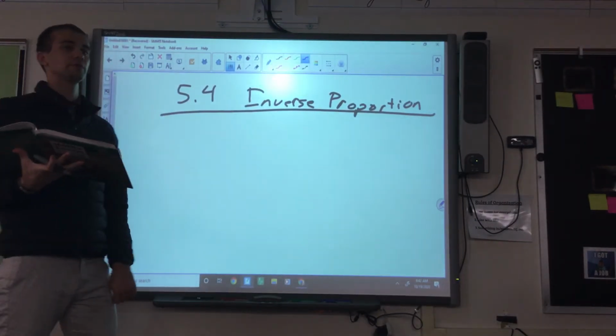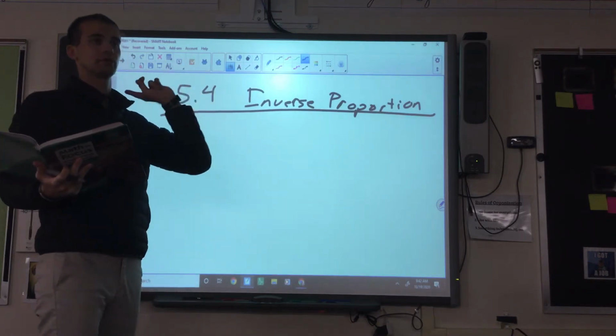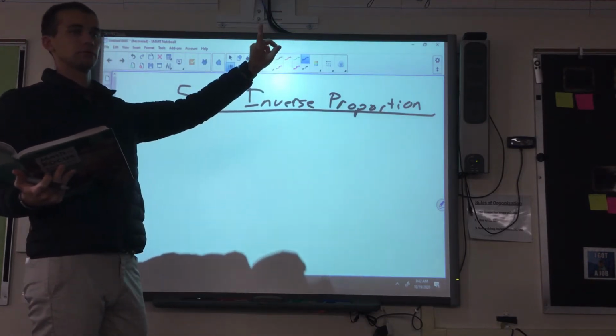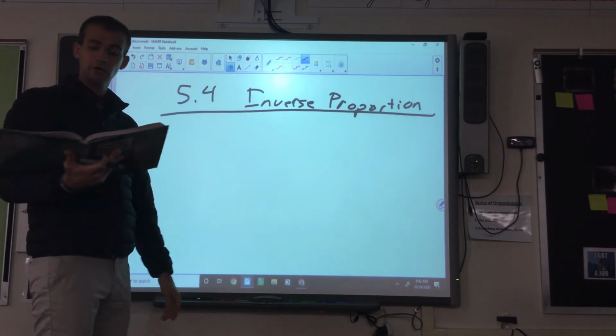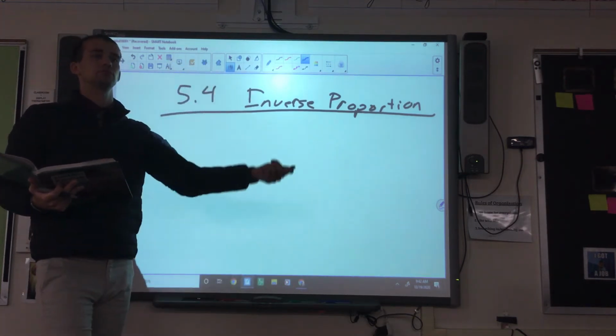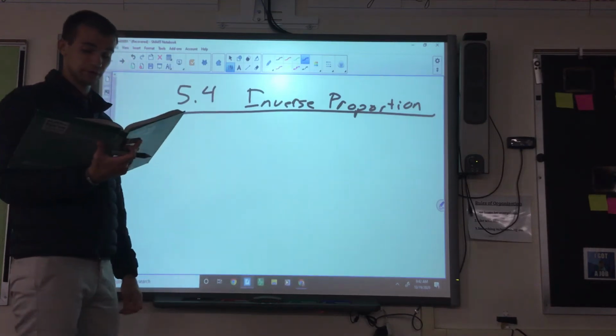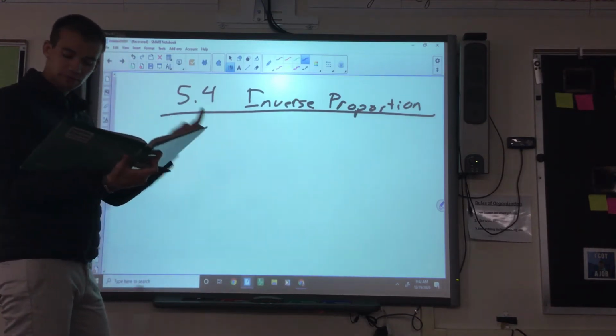So before this, we've been dealing with direct proportion, which means that as one number goes up, the other number is also going up. So inverse proportion is just the opposite. As one number goes up, the other one goes what? Down. So one number goes up, the other one goes down. So the example, page 275.